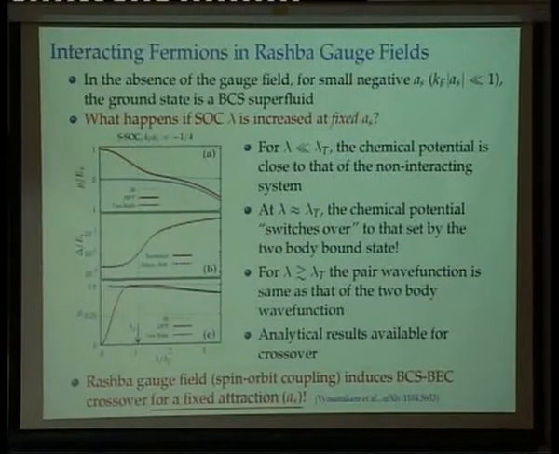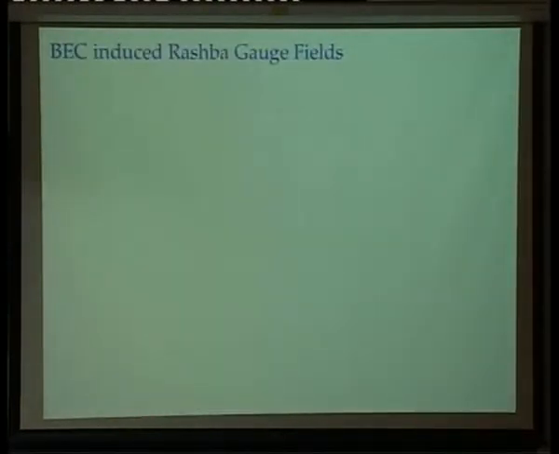The main message of this transparency is that this Rashba gauge field, spin-orbit coupling, induces a BCS-BEC crossover at a fixed scattering length. There is no increase of attraction. You are not changing the bare attractive interactions between the particles. All you're changing is some kinetic energy, that's lambda, and that's what is causing this crossover. These are all mean field. We have gone past mean field, as you'll see.